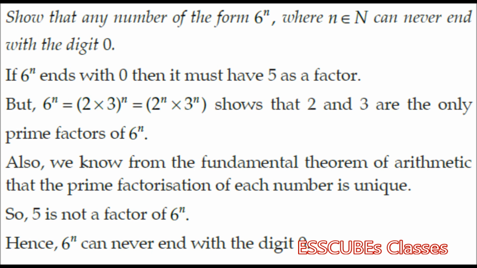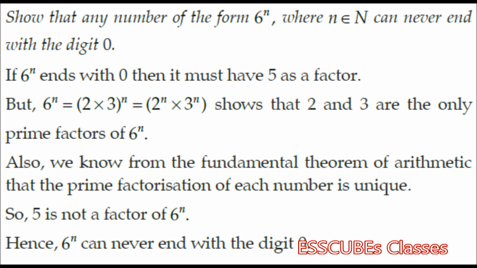Let us take this last question. It says that show that any number of the form 6 to the power n, where n belongs to natural number capital N, can never end with a digit 0. If 6 to the power n ends with 0, then it must have 5 as a factor, as I explained in the last question.